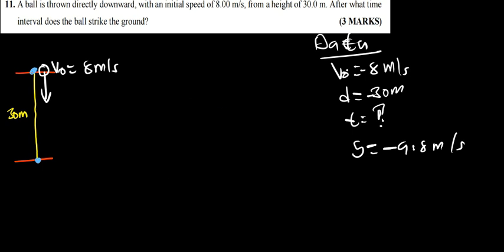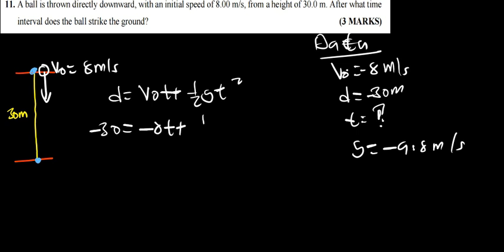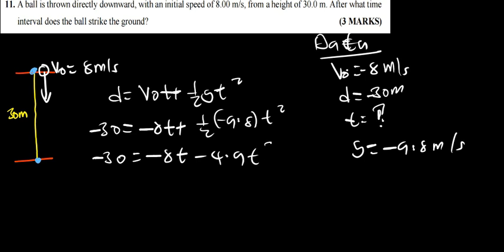For this type of question, the formula which works for you to find the time, because you have got the displacement, is this formula: d equals v initial times t plus half g t squared. Plug in the values. The displacement is negative 30, the v is negative 8, but we don't know time, plus half. The g is negative 9.8. The t we don't know. I'll have negative 30 is equal to negative 8t minus 4.9 t squared.